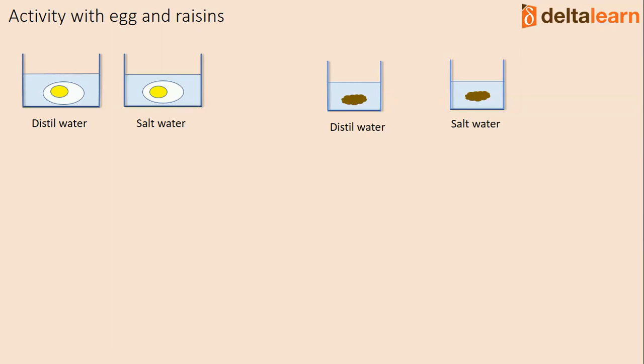We will repeat the same activity with an egg, removing its shell. What do we observe? We observe that both the raisins and the egg in distilled water swell, while the ones in salt water shrink. This happened because of the difference in osmotic pressure.